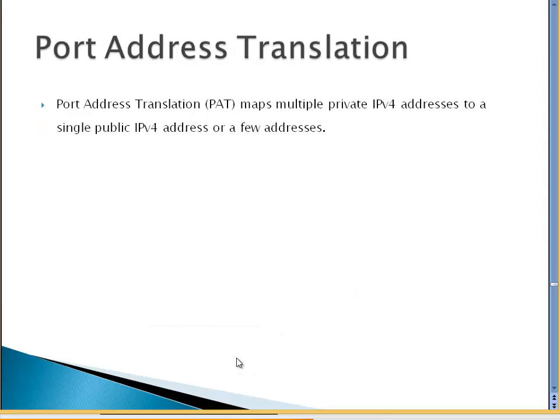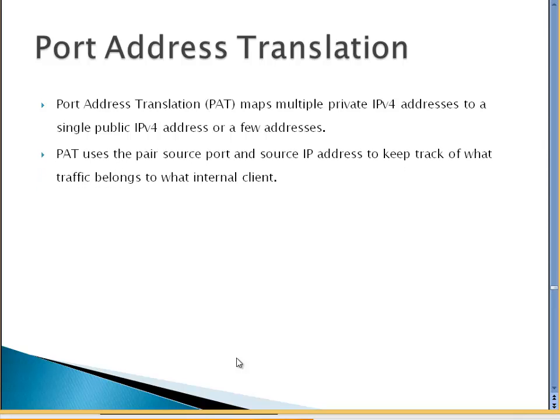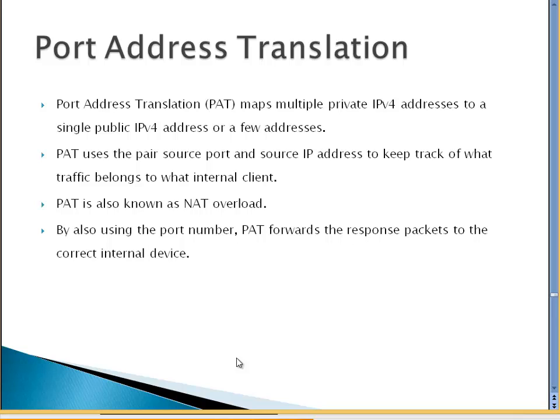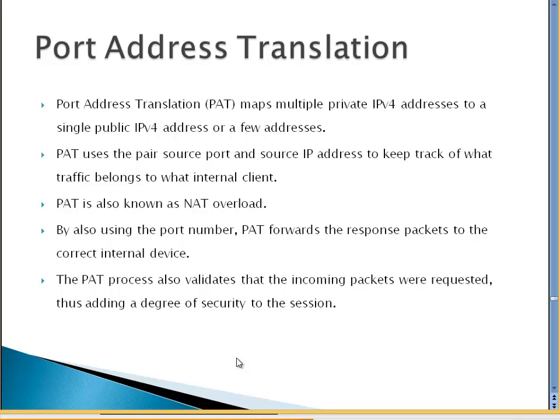Port address translation maps multiple private IP addresses to a single public IPv4 address or a few addresses. PAT uses a pair of source port and source IP address, to keep track of what traffic belongs to what internal network. PAT is also known as NAT overload. By also using the port number, PAT forwards the response packet to the correct internal device. The PAT process also validates that the incoming packets were requested, thus adding a degree of security to the session.